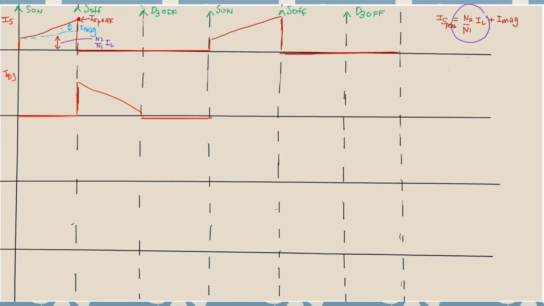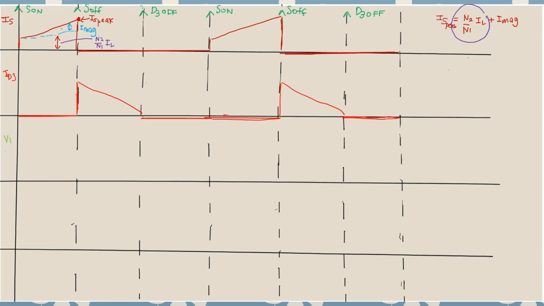So when the S is on, of course it's 0 again. Then when the S is off, of course we have an ID3. Then of course it is off during D3 off. Alright, so that is for ID3. So let's have a look at the other waveform, the voltage waveform this time. So let's have a look at V1.